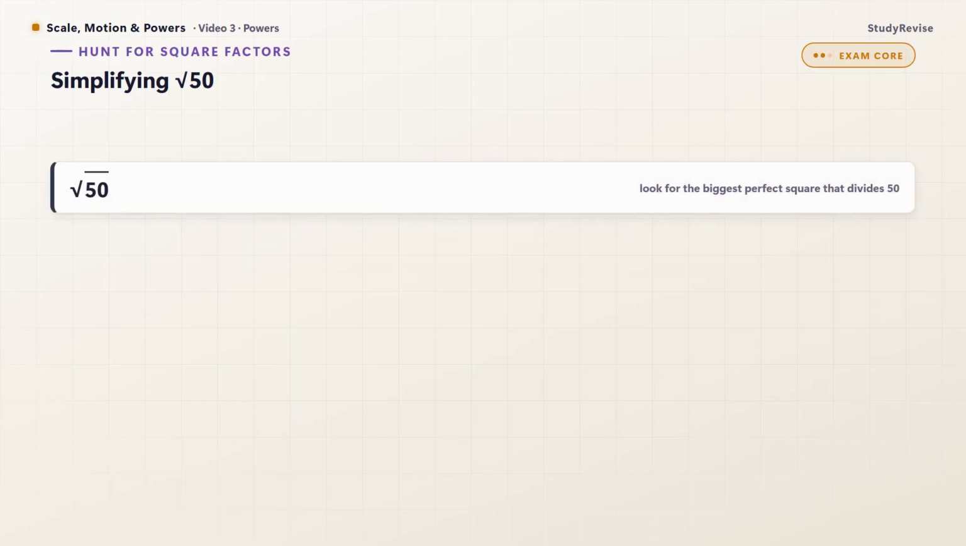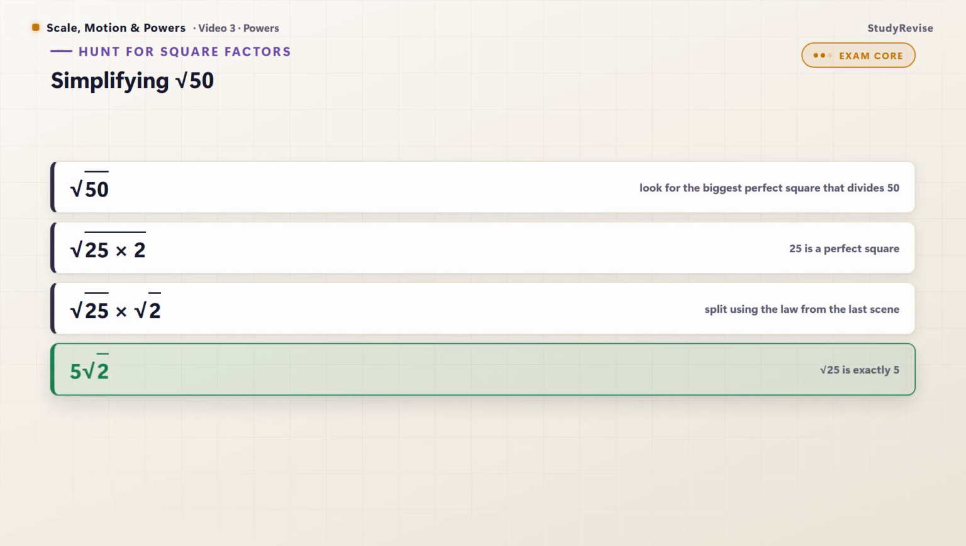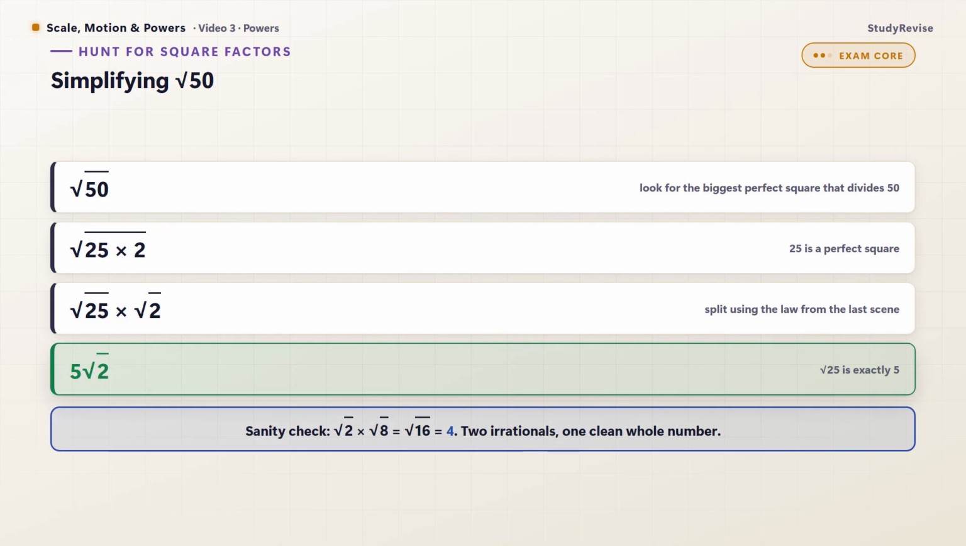Which makes simplifying Surds a search for square factors. The square root of 50. Look for the biggest perfect square that divides 50, 25. 50 is 25 times 2, so the root of 50 is the root of 25 times the root of 2. The root of 25 is exactly 5. 5 root 2.